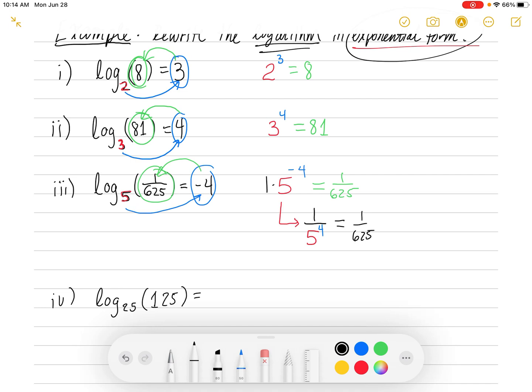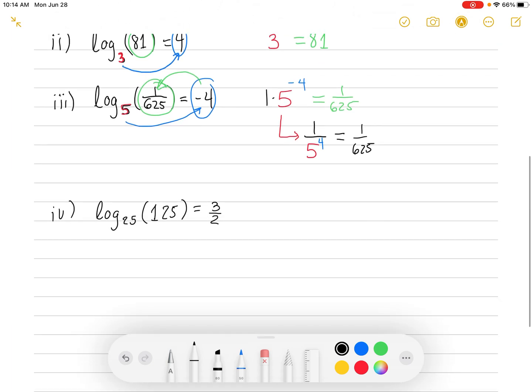Let's do log base 25 of 125 equals 3/2. So yeah, you can have fractions on the right-hand side of a log. Let's see how this works.